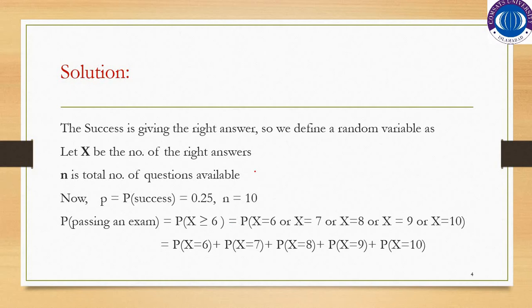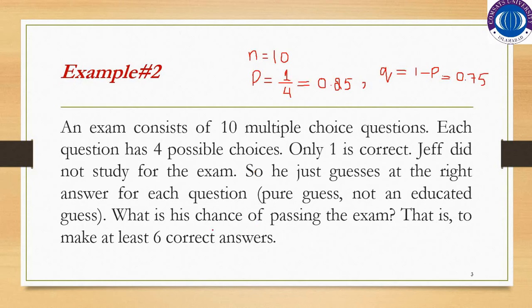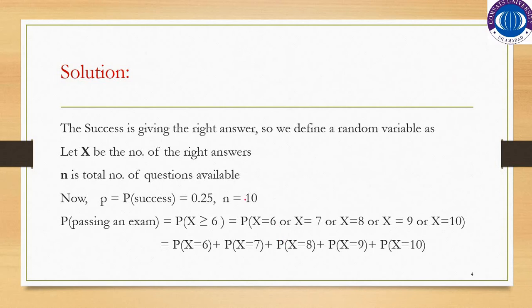If you say probability x is equal to 5, it means that he will mark 5 correct answers. So the condition for passing the exam is at least 6 correct answers. So we can't include here probability x is equal to 5. We should have 6 correct answers at least.